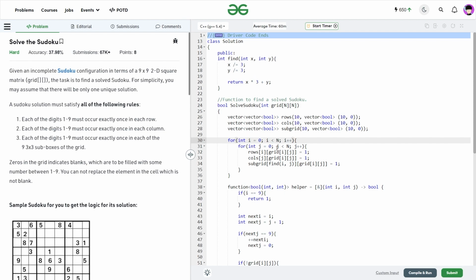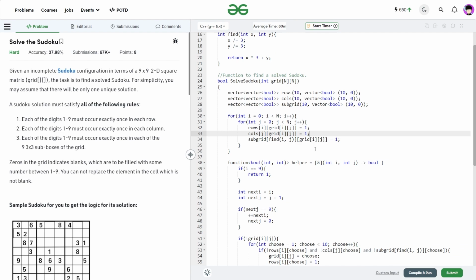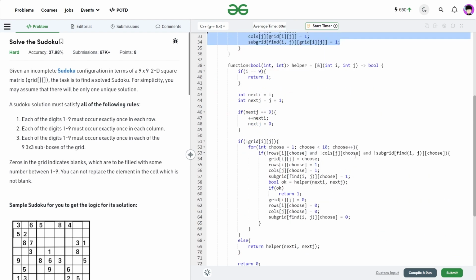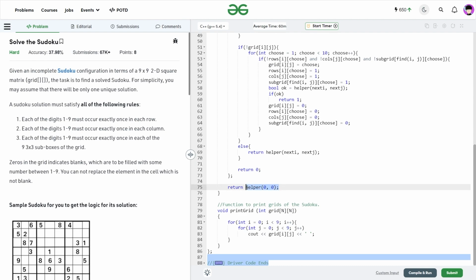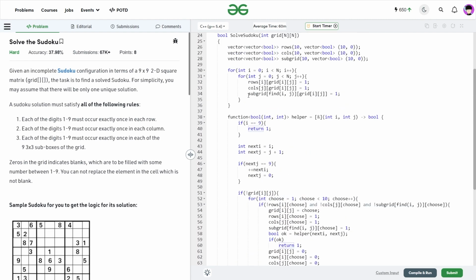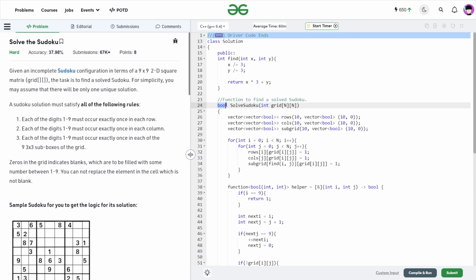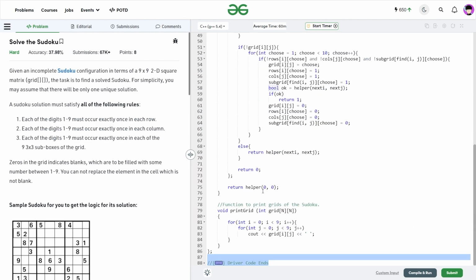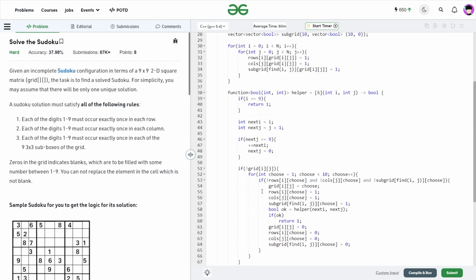Now, since I have marked all of these things, rows, columns, and subgrids, that means I have already marked the initial state of the grid. Now at the end, I can just call my helper function at 0, 0. So it is returning something, right? In this whole function, we have to return a Boolean value whether a solution is possible or not. So I'm just calling my helper function at 0, 0 and returning whatever this function returns, right?